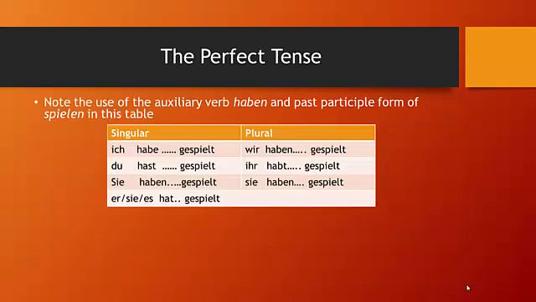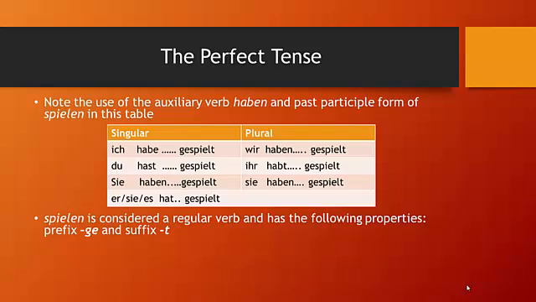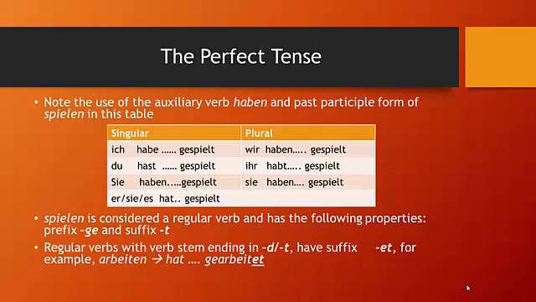So in this table you'll notice the verb spielen, which is considered a regular verb and has the following properties: the prefix ge and suffix t. Regular verbs with a verb stem ending in d or t have a suffix of et. For example, arbeiten, which is hat gearbeitet. You see how that works?